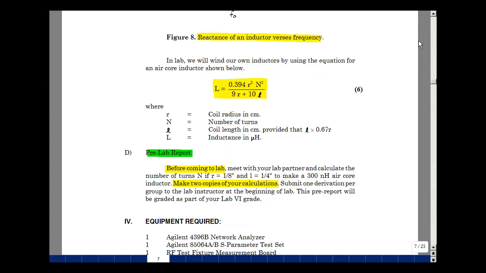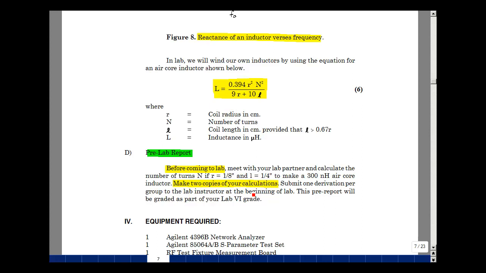As you saw in the AM/FM radio, we had one of our own inductors that we stuck in. We're going to actually make one this week in lab, where the inductance is a formula that's again in the ebook lecture notes, where the inductance is in microhenries. It's equal to 0.394 times the radius in centimeters squared times the number of turns squared divided by 9 times the radius plus 10 times the length, which is in centimeters, provided that the length is greater than 2/3 of the radius. Now, before coming to lab, I'd like you to make a 300 nanohenry inductor by picking the number of turns if the radius is 1/8 of an inch and the length is 1/4 of an inch.